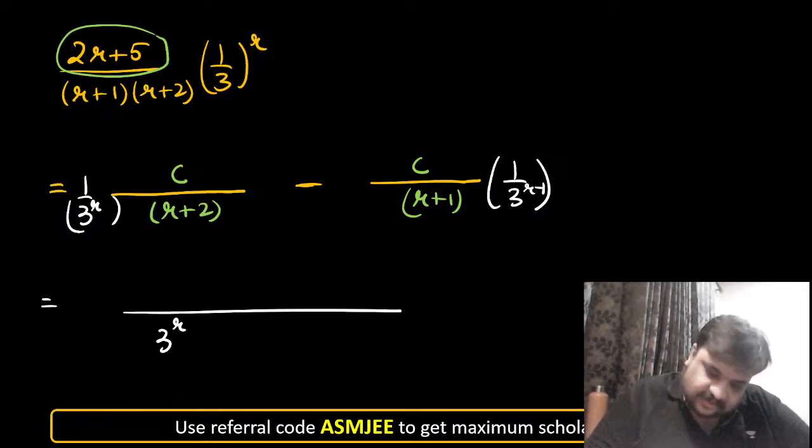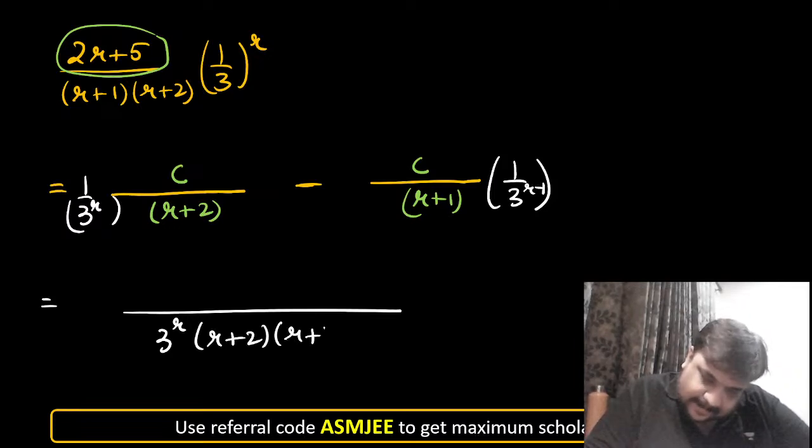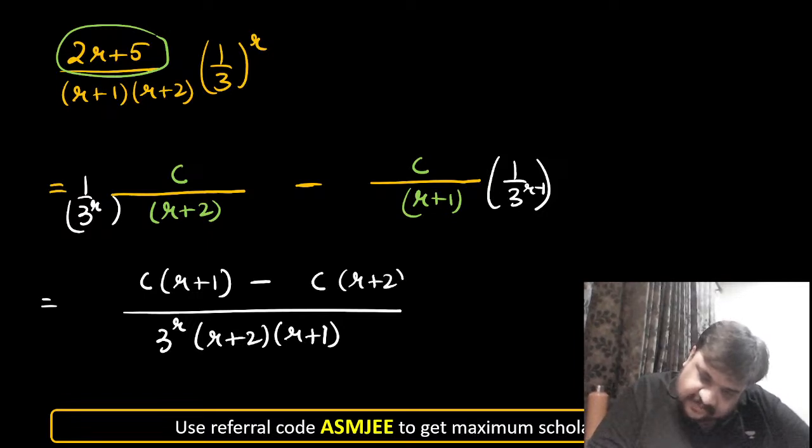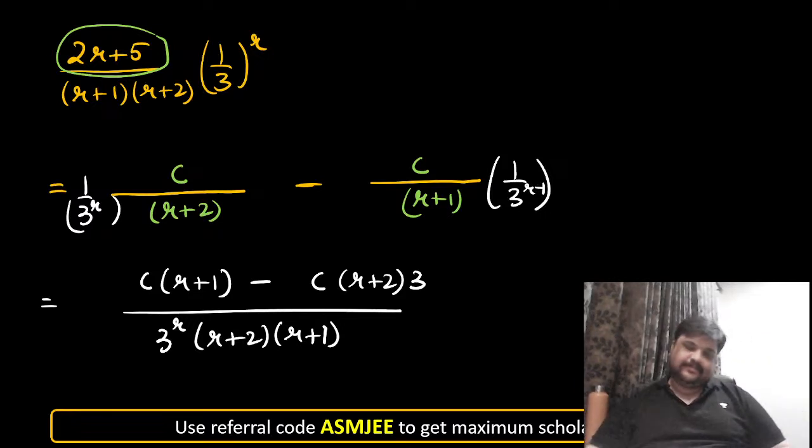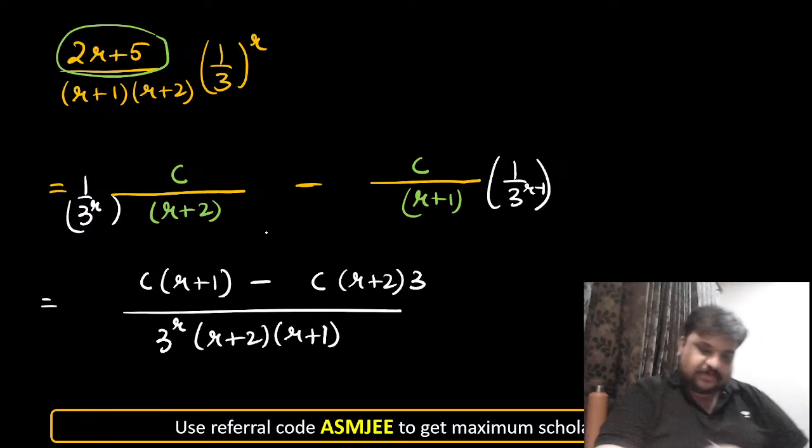So that the LCM looks better: 3 raised to r, times r plus 2, r plus 1. After the LCM, c times r plus 1 minus c times r plus 2 and 1 by 3 as well. So now this should match the numerator.